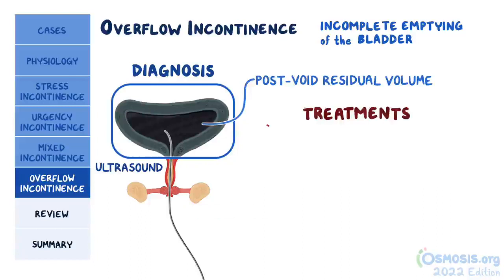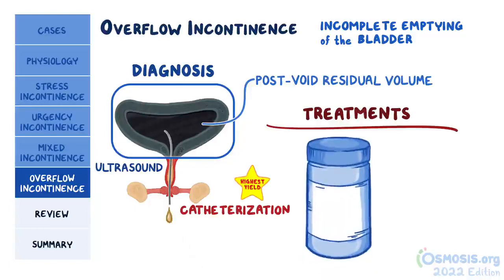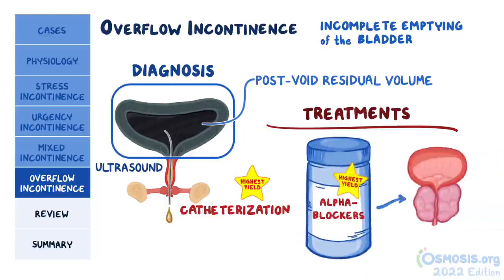Overflow treatments are aimed at re-establishing a clear pathway for urine flow. For example, that might be through catheterization in order to empty the bladder, or medications like alpha blockers for treating benign prostatic hyperplasia in males.